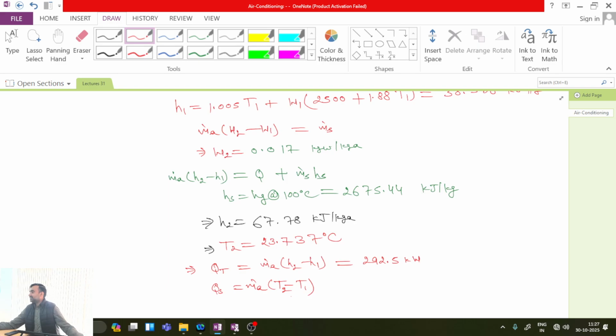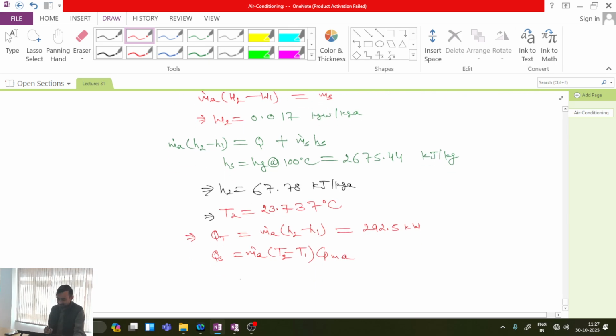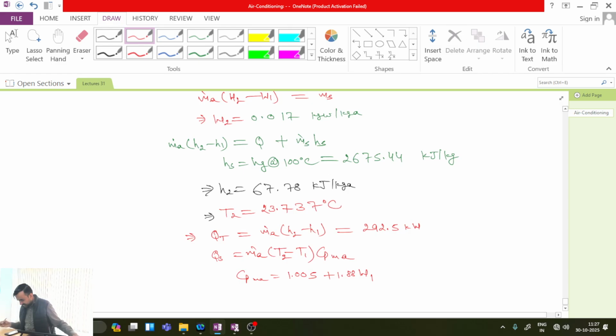Enthalpy is equal to mass into specific heat into temperature change. What will be the specific heat? Cp of moist air. What is Cp of moist air? 1.005 plus 1.88 into W1, or W2. This is Cp. How much is it?